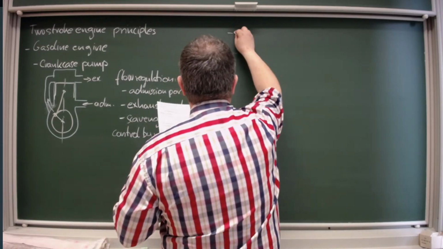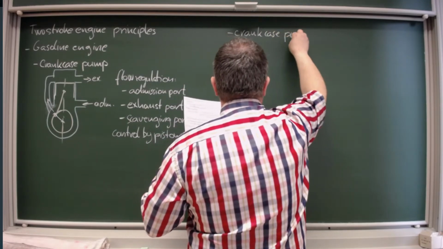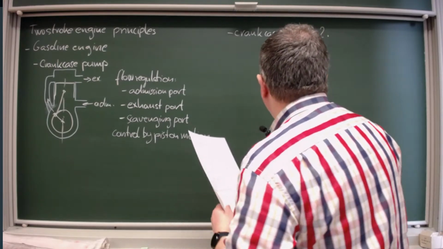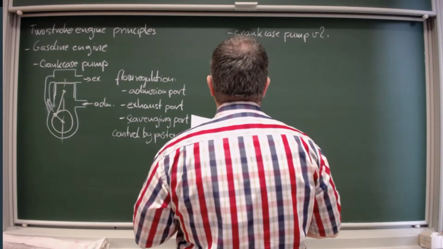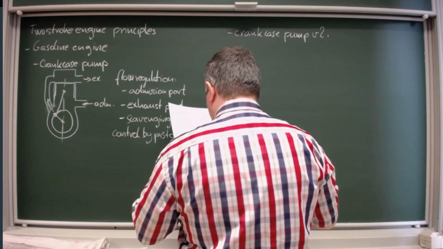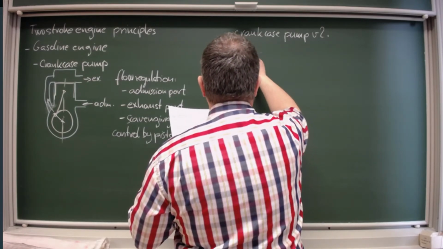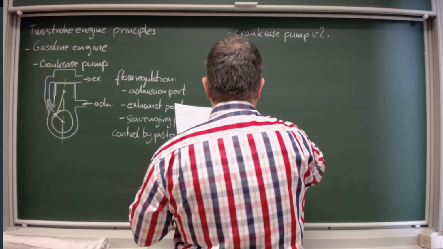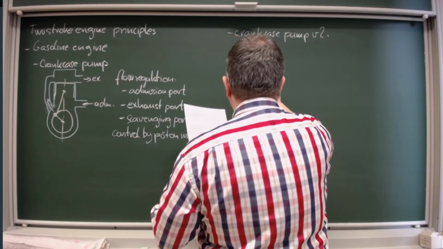Crankcase pump version 2. What is the English name of that? I will see the word soon. So the layout is the following. You get your main piston, your crankshaft, your connecting rod.